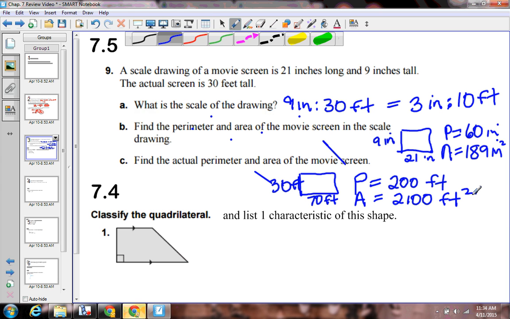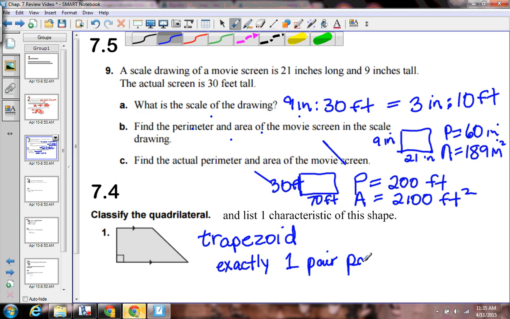Okay, let's classify a quadrilateral. So this would be a trapezoid. You're looking for the most specific name you can give for the figure. And then it said to list one characteristic of the shape. Really the only characteristic that makes the trapezoid different is it has exactly one pair of parallel sides. So you wouldn't say something like it has 4 sides, because all quadrilaterals have that, or it has 4 angles, or the angle sum. You want to say something that makes it specific to that figure.